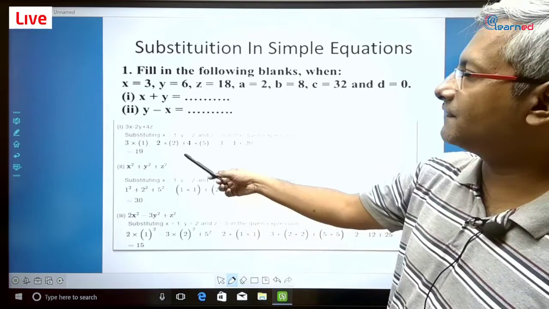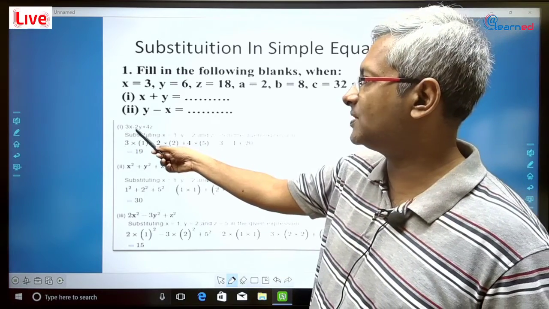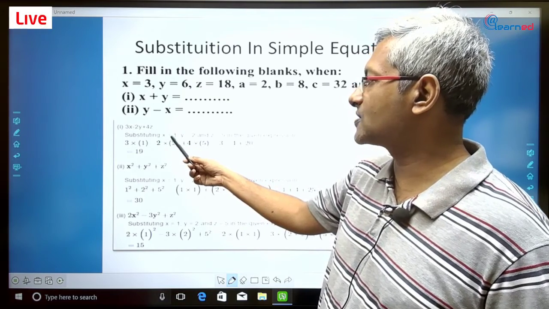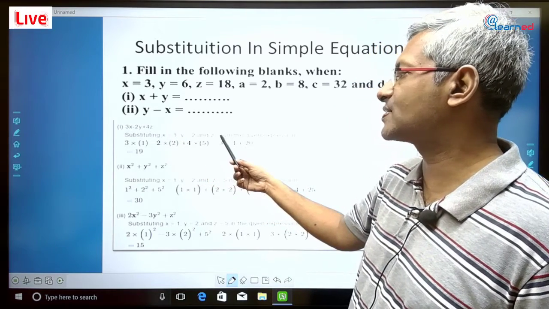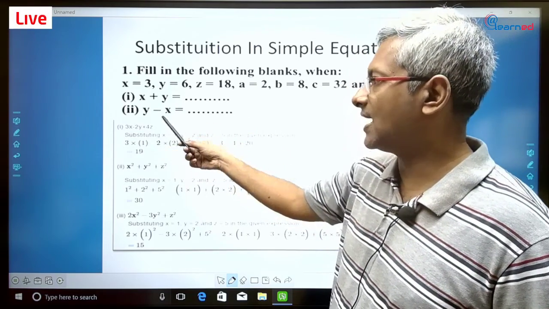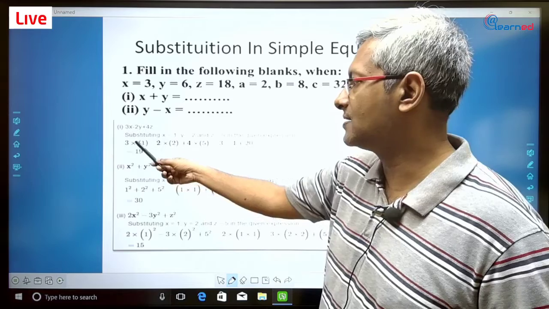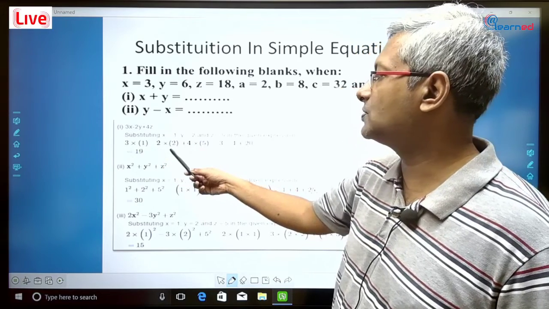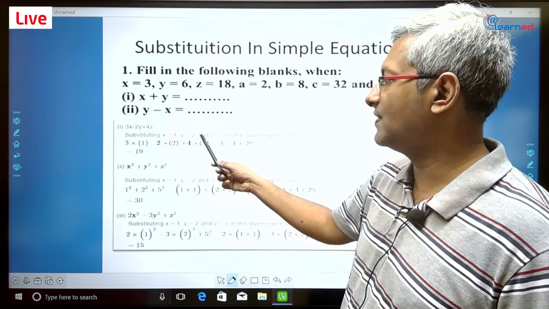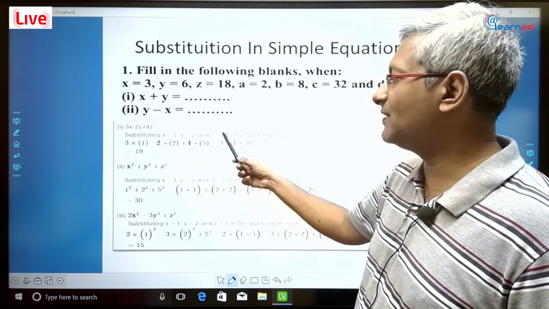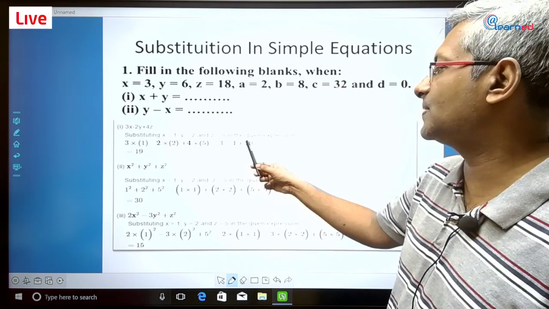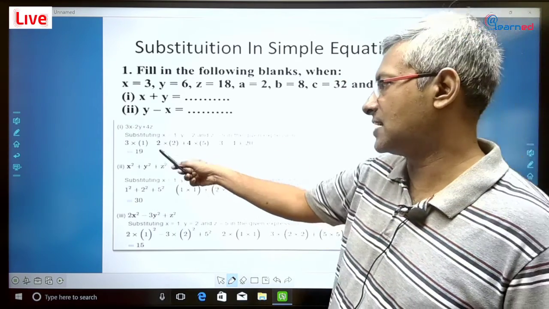So, we have several examples over here. For example, if you take 3x minus 2y plus 4z, where x equals 1, y equals 2 and z equals 5, what would be the value of this equation? I have to replace x by 1, so 3 into 1, y by 2, so 2 into 2, and z by 5, so 4 into 5. Now, I can then simplify with normal arithmetic operations. So, 3 minus 4 plus 20, and of course, you know the answer would be 19.